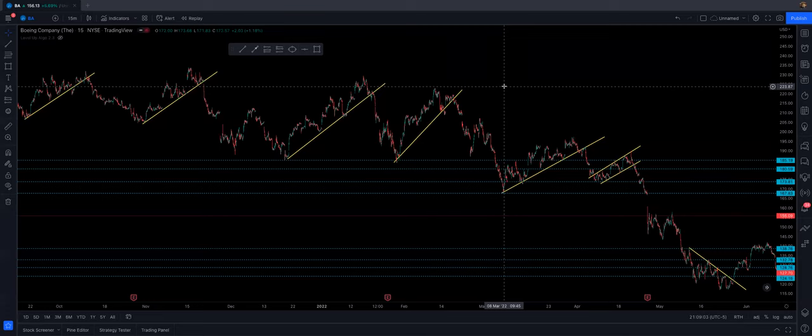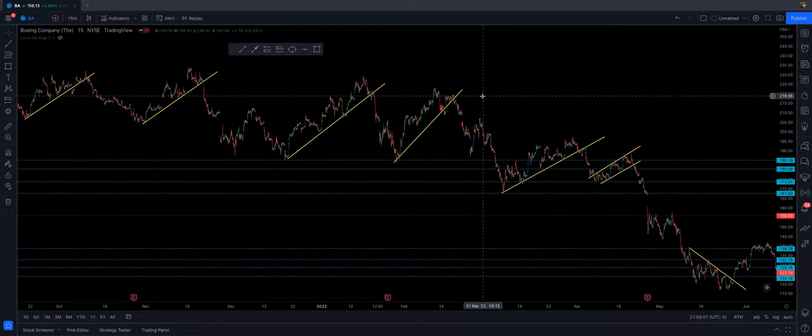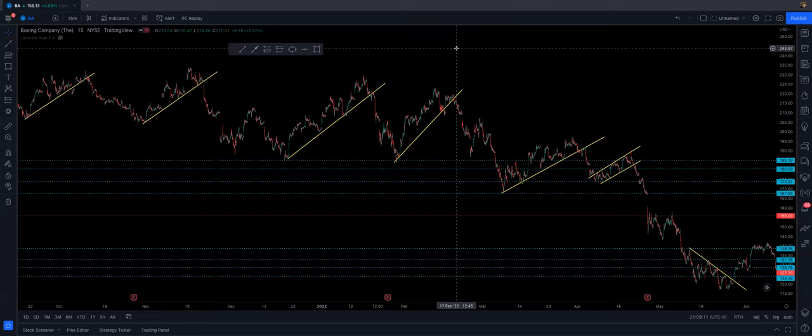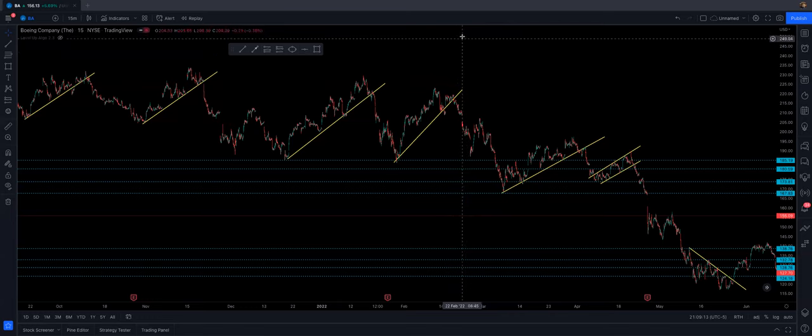I like that. That's a new thing we're going to put in the chat. Trend line your way to a million. Trend line your way to a million. That's what we're doing. Trend line your way to a million.